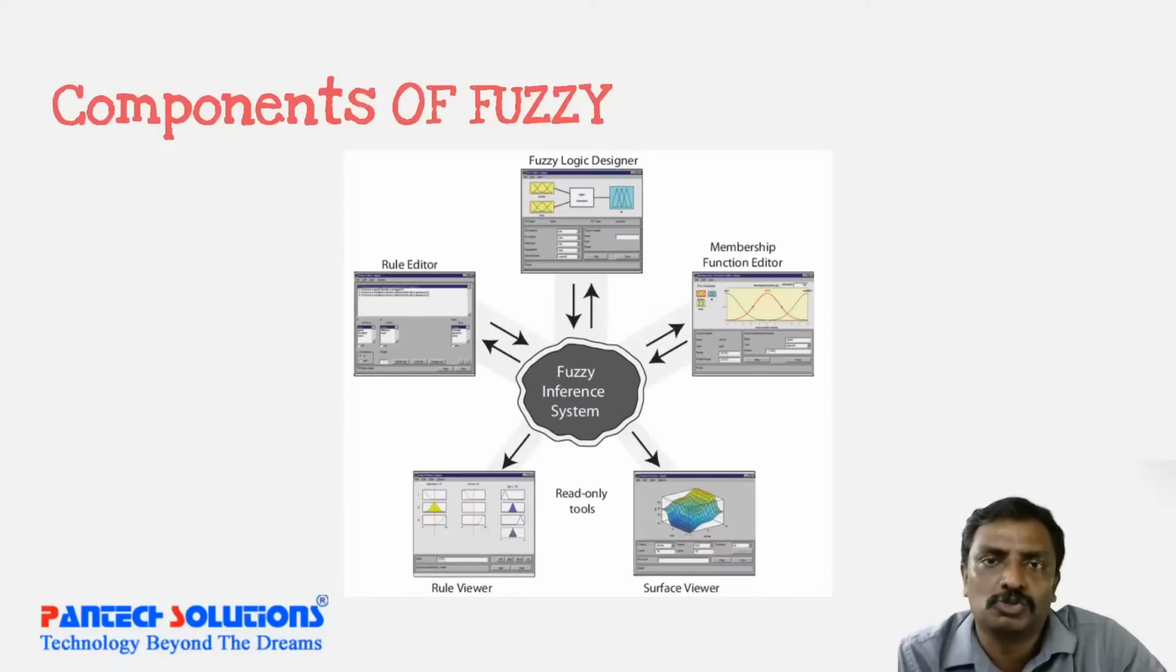And the rule viewer is used to evaluate the rules. Once there is a problem, you could go to the editor, edit the rules, and re-verify in the rule viewer. Once the system is done, then you could go for actual implementation. So these are the components of the fuzzy inference system using Matlab.